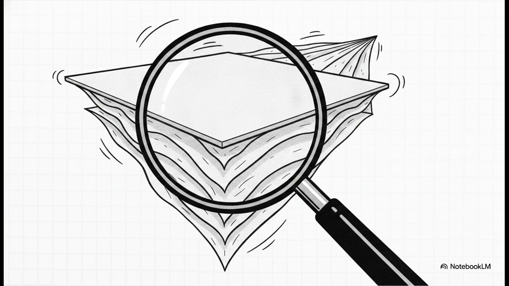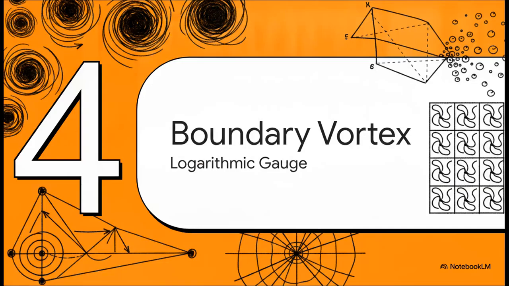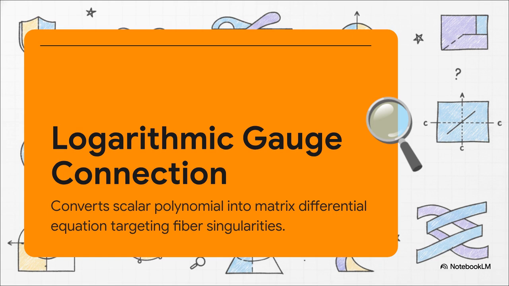You see, the branching doesn't happen where we can observe it. It pinches at the unachievable boundaries of the arithmetic universe. It pinches at infinity. Which brings us to section 4, the unipotent boundary vortex. To understand where that missing topological charge actually goes, we have to use something called a logarithmic gauge connection.